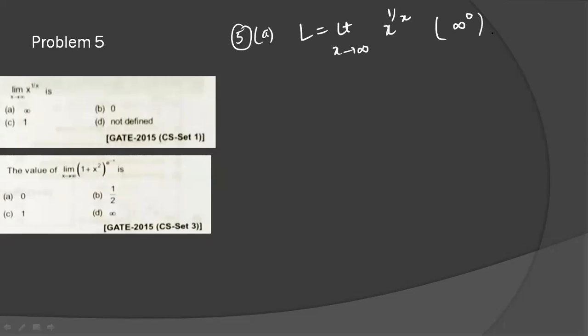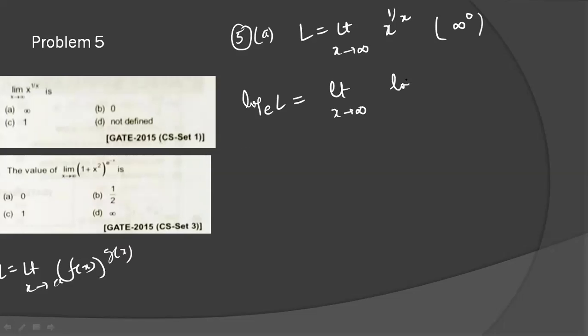So if any function is in the form of limit x tending to a, f(x) to the power g(x), always take log on both sides. Even the 1 to the power infinity form is also solved by taking log on both sides. Therefore, we got the shortcut e to the power limit x tending to a, (f(x) minus 1) into g(x). But if you don't know the shortcut, the best way is to take log on both sides. So it will be log L equal to limit x tending to infinity log x to the power 1 upon x. So it will be limit x tending to infinity 1 upon x log x.